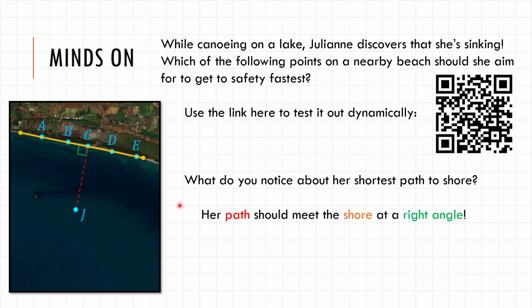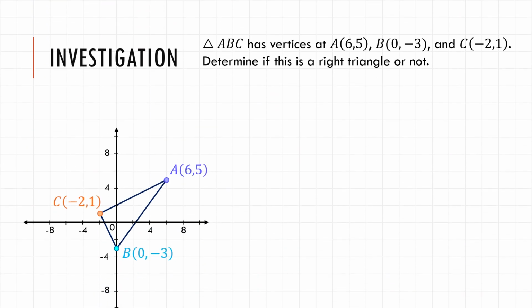So this is a pretty good example of a place where we might see analytical geometry lead us to some success in real life. In this next investigation, I'd like you to determine if this is a right triangle or not. Pause the video here for as long as it takes you to do that.